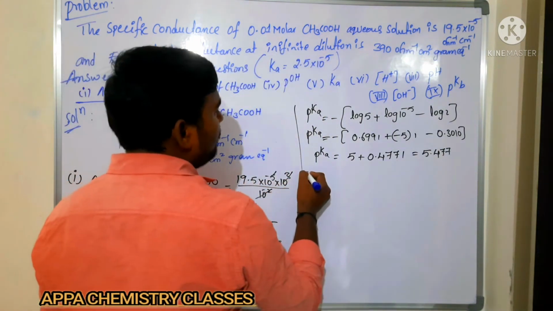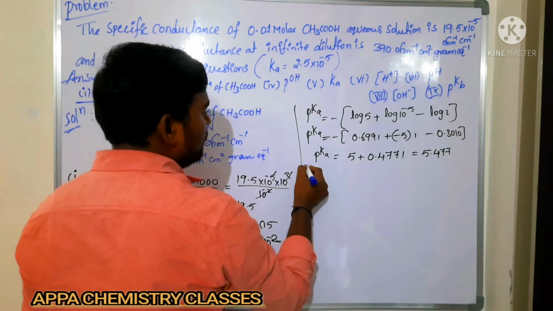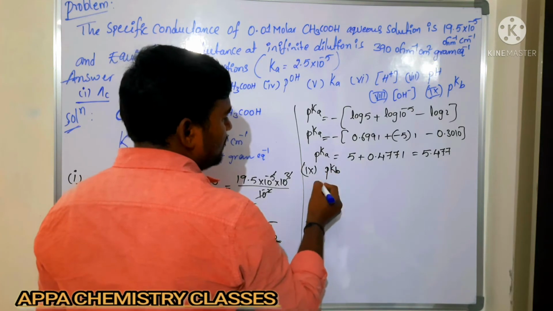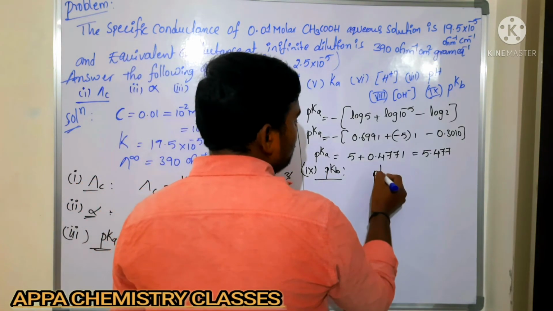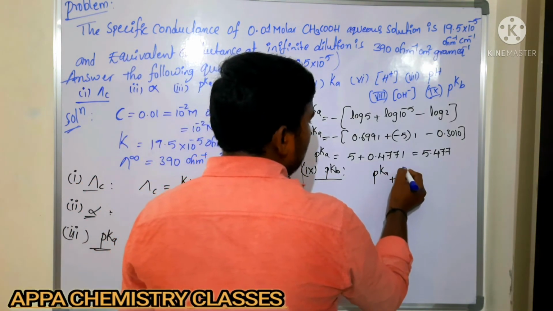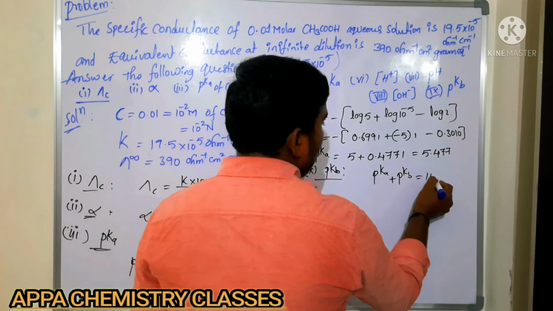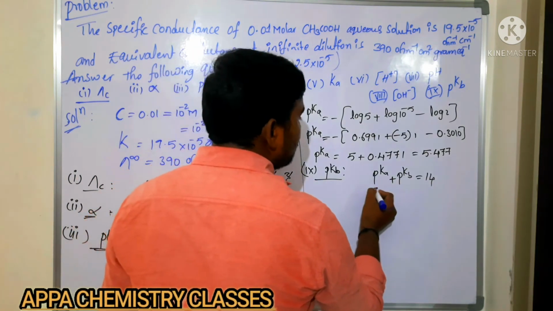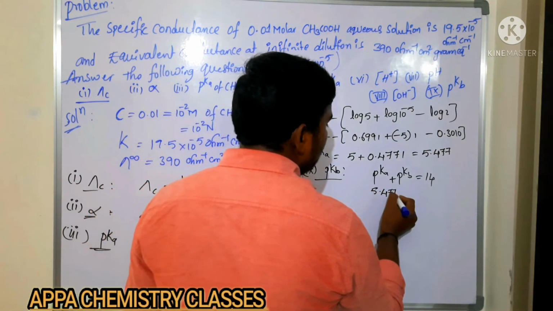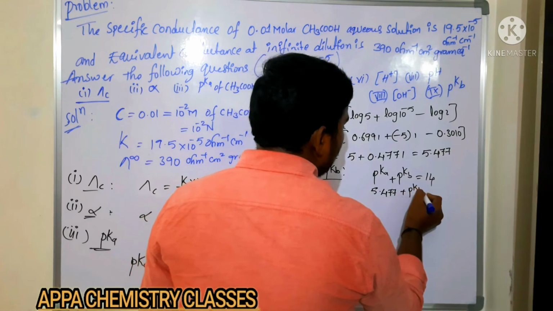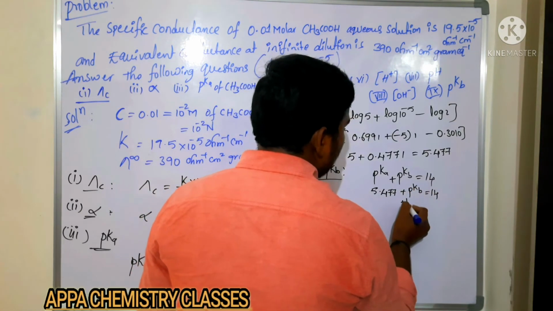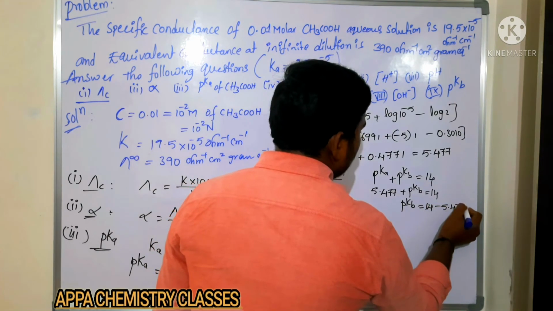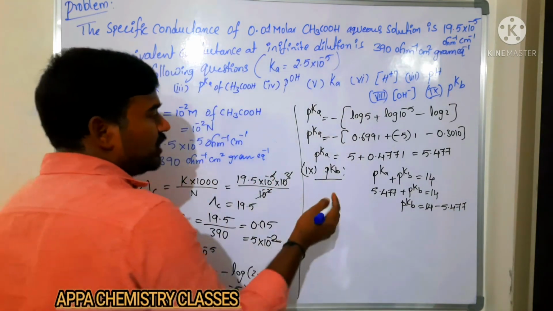So from that, pKb will be what? I am going to take the ninth one, that is pKb they are asking. So pKa plus pKb is equal to 14, we have that relation. So pKa is 5.477, plus pKb is equal to 14. So pKb is equal to 14 minus 5.477. Is that clear? So you'll get pKb.